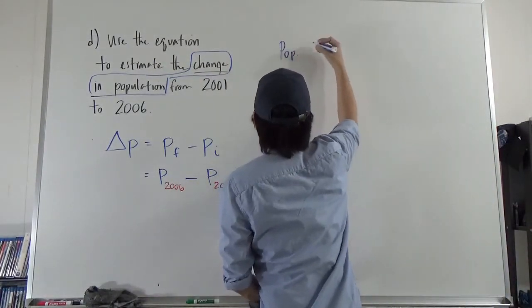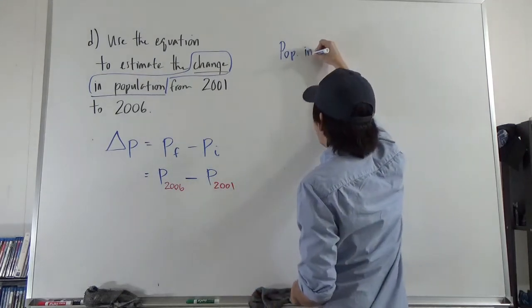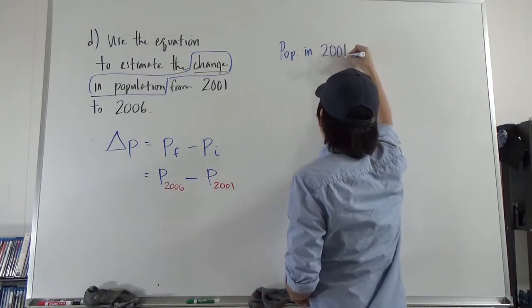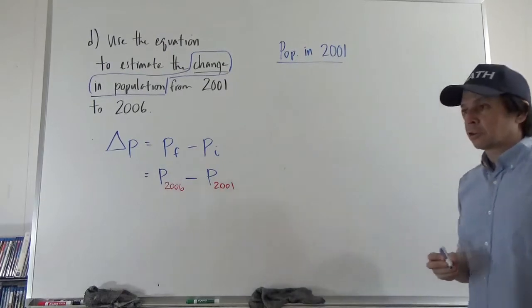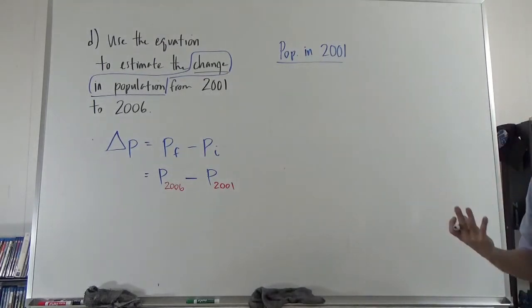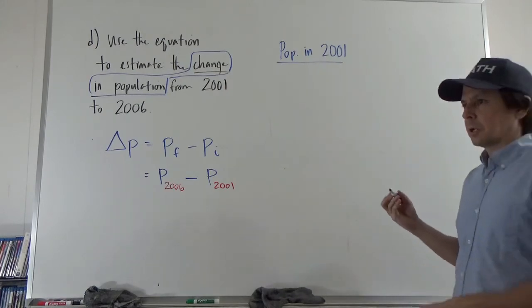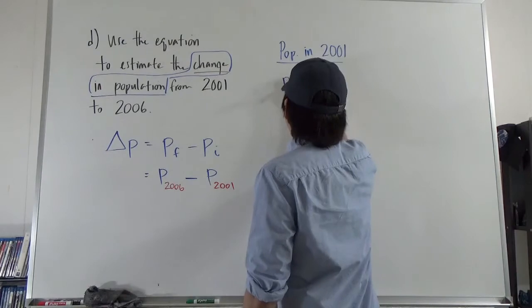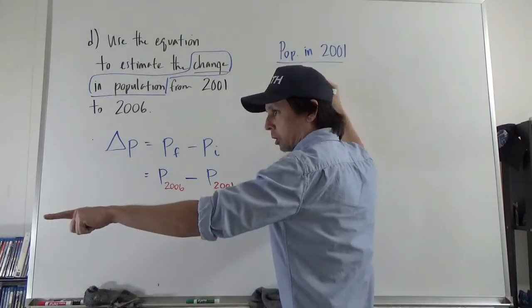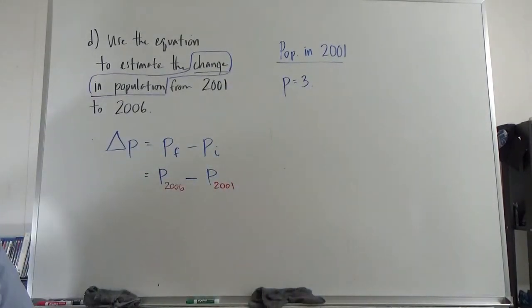You don't need to organize it as thoroughly as I'm going to do, but I'm going to calculate the population in 2001. So this is essentially a new problem. Use your equation to estimate the population in 2001. Oh, should I erase my equation? You have it in your notes. I have it right here somewhere.